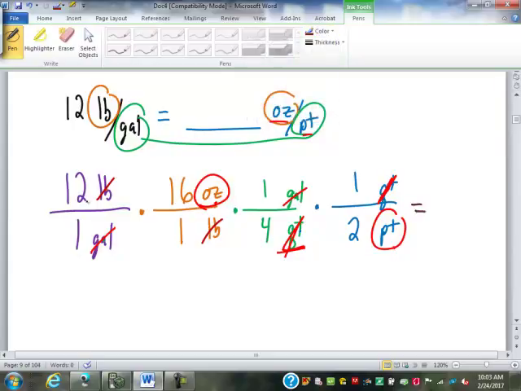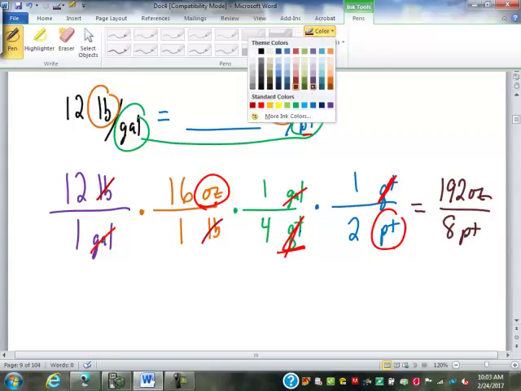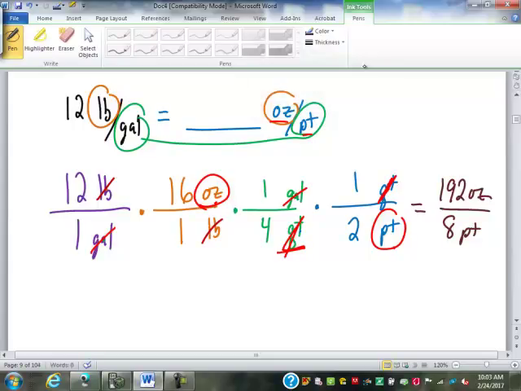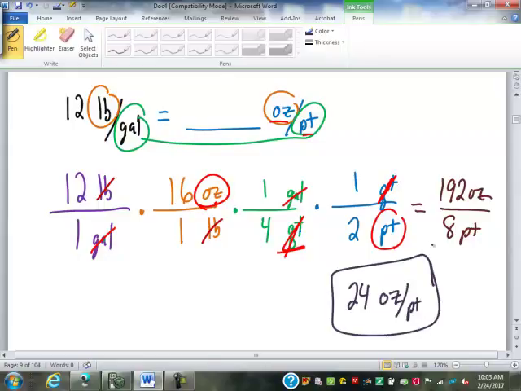So on top I have 12 times 16 is 192, times 1 is 192 ounces. On bottom, 1 times 1 is 1, times 4 times 2 is 8, and there's pints on bottom, so that's 8 pints. And then I divide out. 192 divided by 8 is what, 24? That is 24 ounces per pint. Any questions?